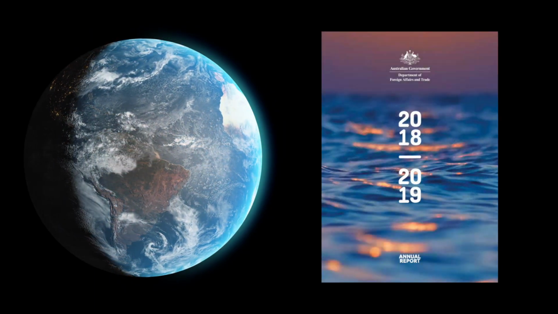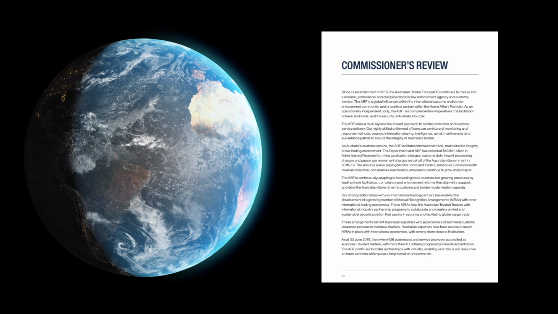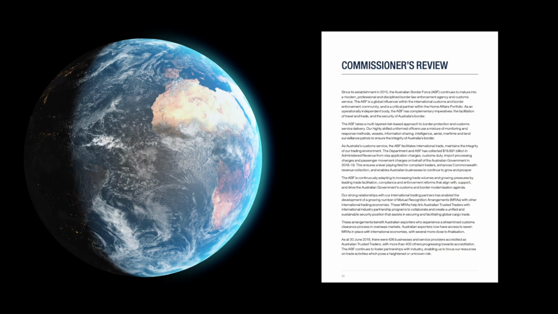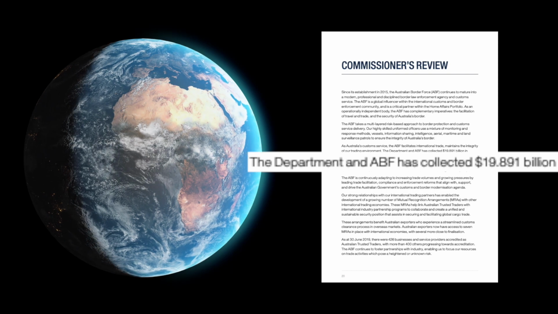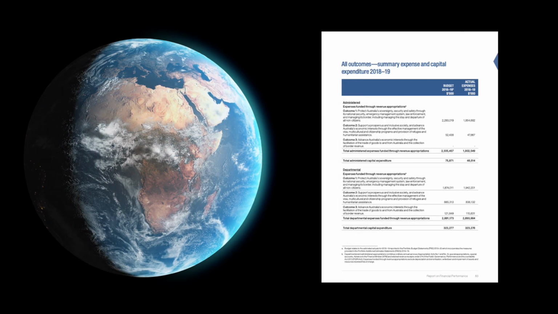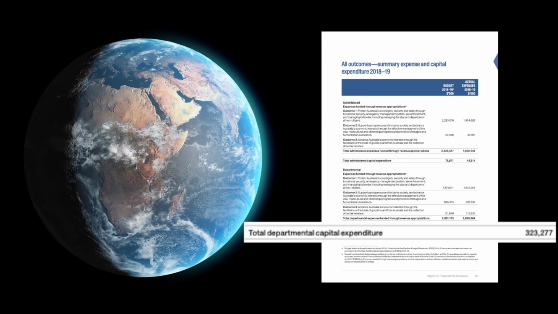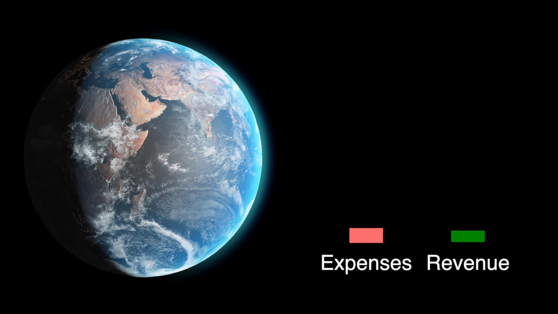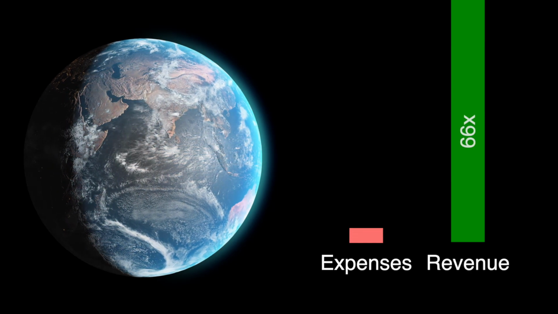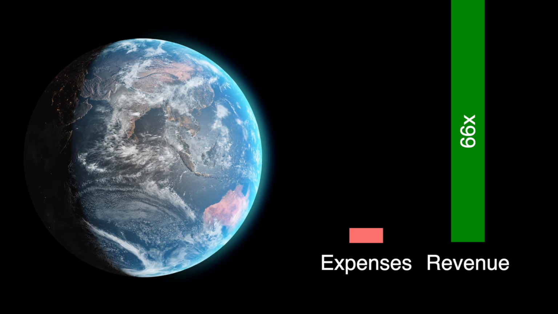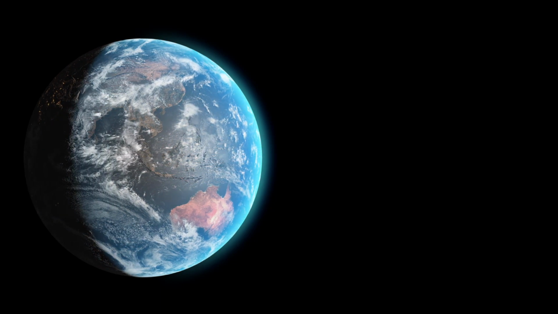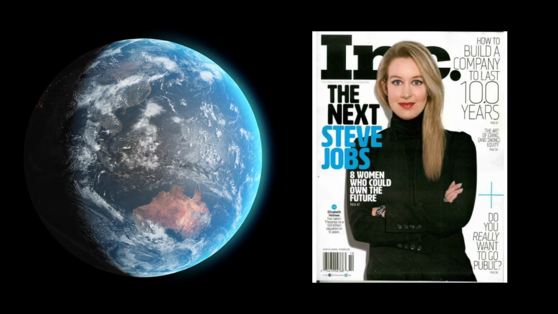This makes travel visa one of the most monopolized and lucrative businesses in the world. According to the Home Affairs Department's own report, the total earnings from visa charges in financial year 2018 was close to $20 billion, while the department's total expenses was only $300 million. In case you're wondering, that's a 6,500% profit margin, making it the second most profitable business in the world, losing only slightly to Elizabeth Holmes.